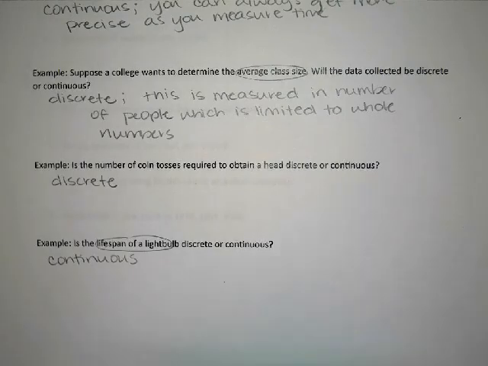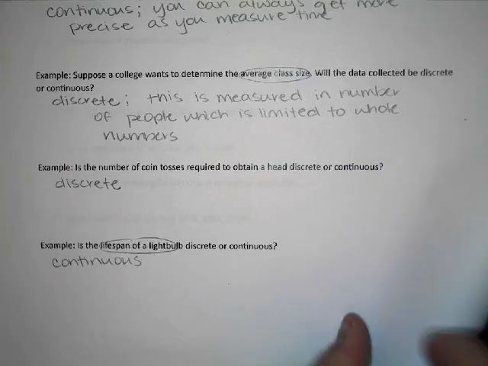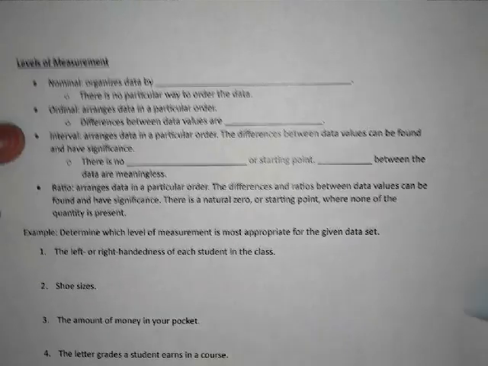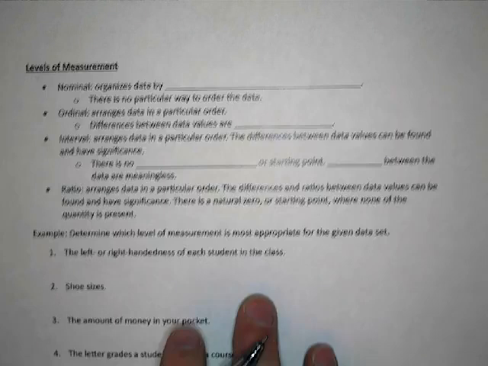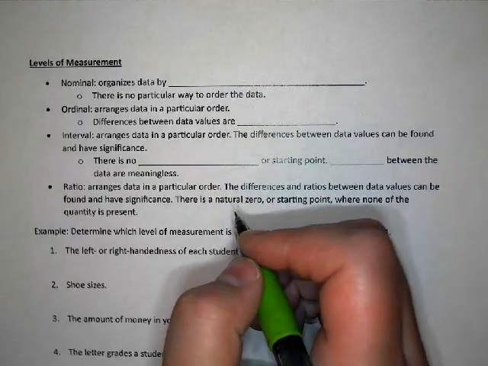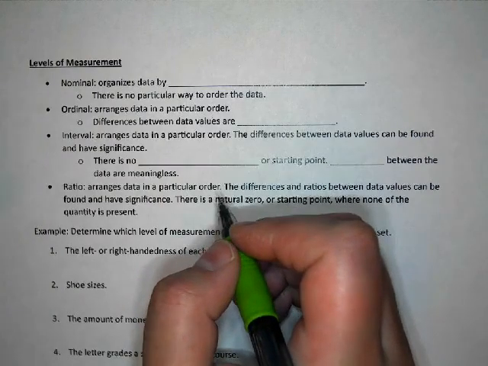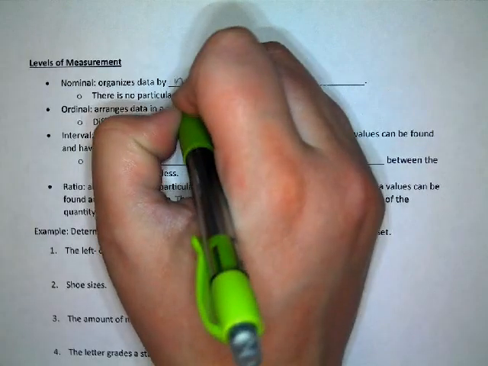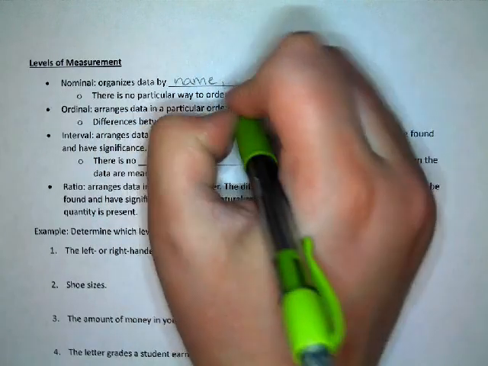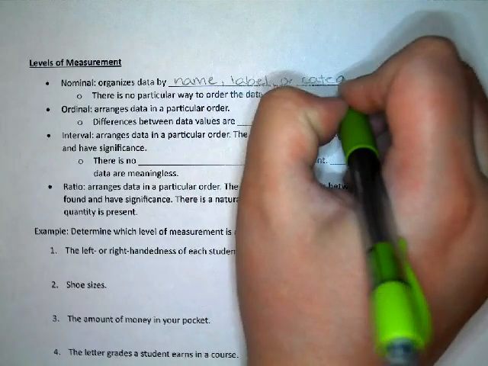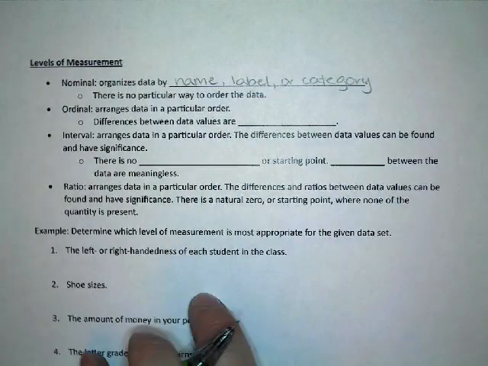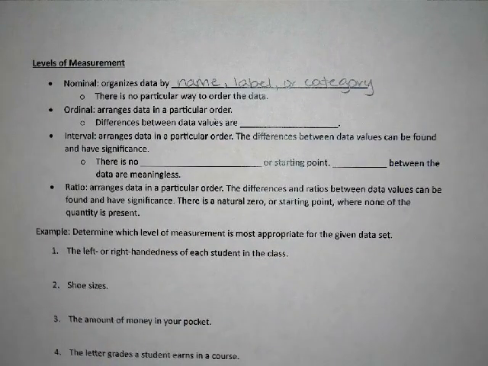All right, next. We have different levels of measurement as we organize our data. So nominal levels of measurement organizes the data by name, label, or category. There's no particular way to order this data. So there's not a set organizational pattern. You organize it into your different categories and then you put them in the order you want that makes sense to you.